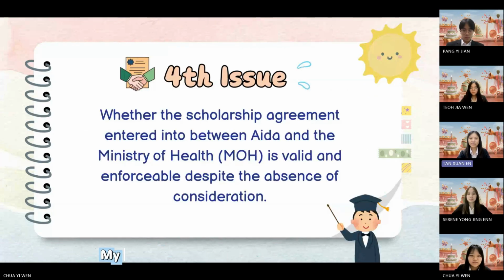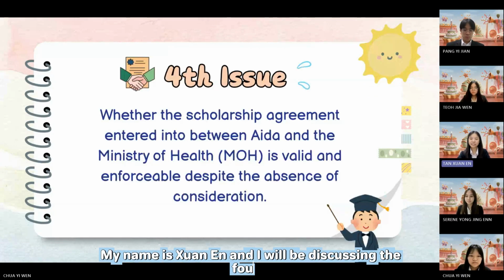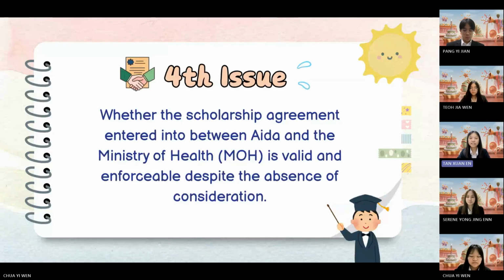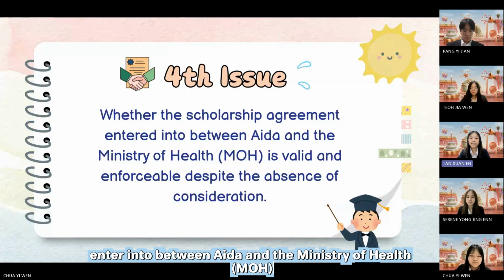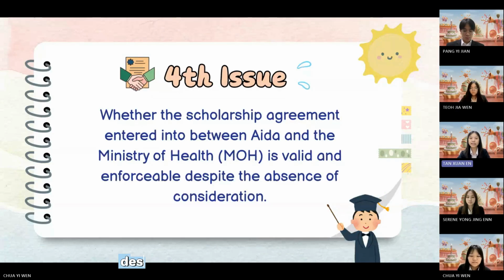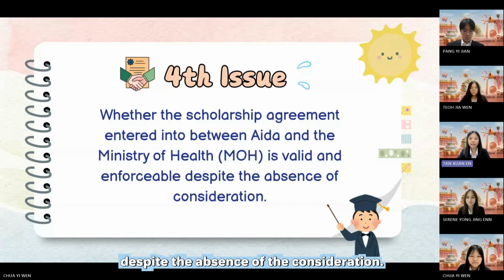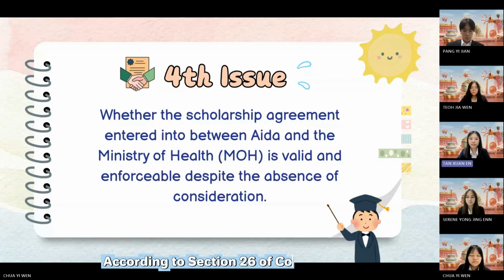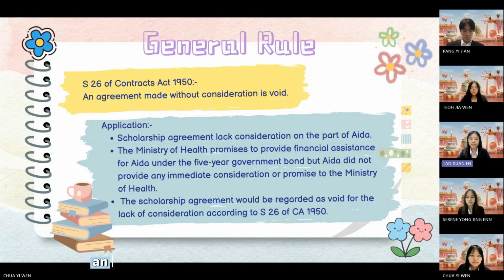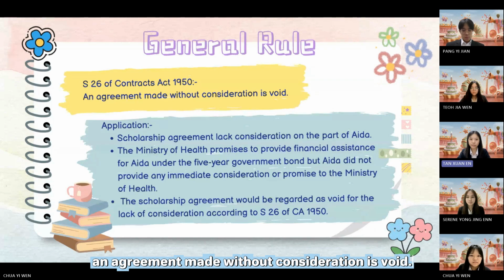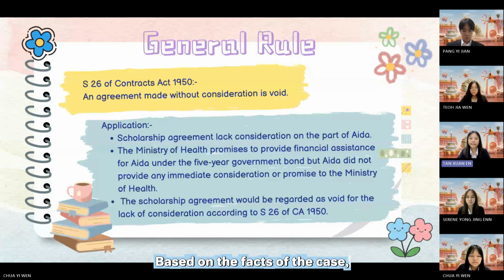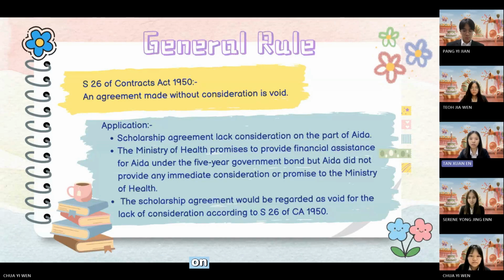Thank you, Serene. My name is Xuan En, and I will be discussing the fourth issue, which concerns whether the scholarship agreement entered into between Ida and the Ministry of Health is valid and enforceable despite the absence of consideration. Let us begin with the general rule. According to Section 26 of the Contracts Act 1950, an agreement made without consideration is void. Based on the facts of the case, the scholarship agreement entered into between Ida and the Ministry of Health appeared to lack consideration on the part of Ida.